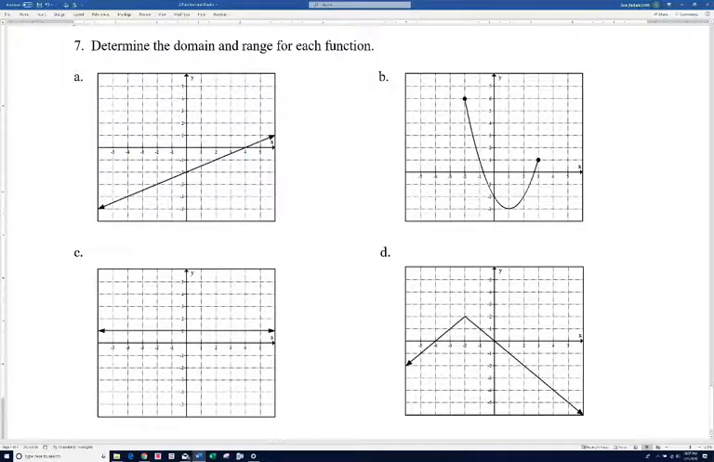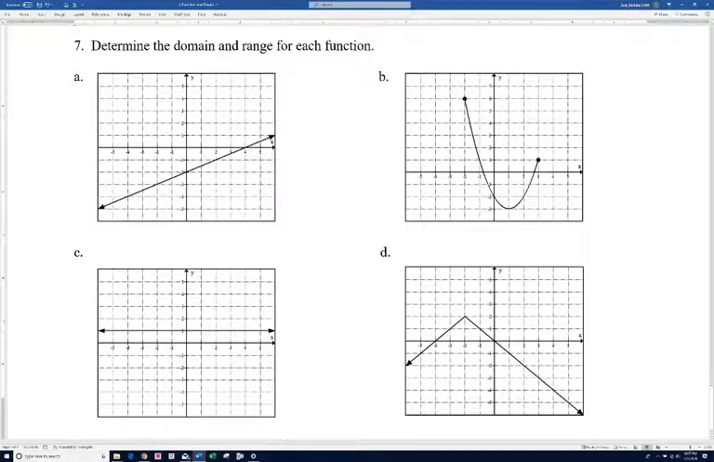Alright, so it says determine the domain and range of each function. I think I'm actually going to stop here and I'll make one more video because this one's getting a little bit long. Maybe not. We'll just make it a little bit long.